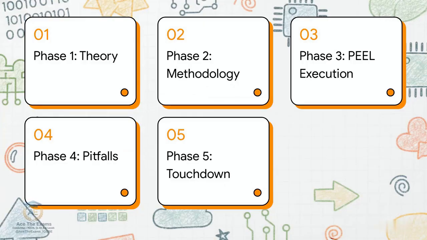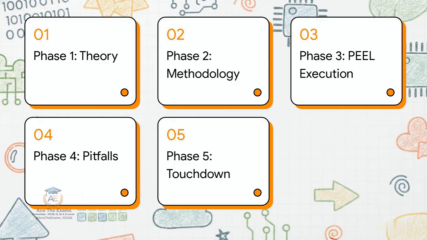So here is your mission flight plan for today. We'll start with Phase 1, pre-launch telemetry and theory. Then move to Phase 2, approach trajectory and methodology. Phase 3 is our Peel Radar Challenge. Phase 4 covers debris detection and common pitfalls. And finally, Phase 5, the touchdown checklist.